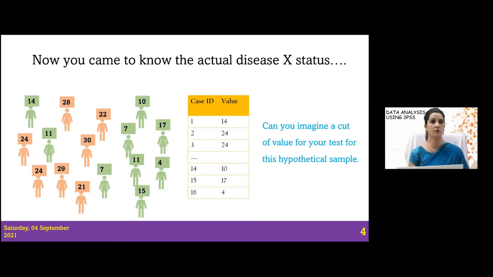So now you see the same individuals, and now you know about the actual disease condition. In this case, the person with the orange or peach color has the disease, and the person with the green color is without the disease. So we know who has the disease and who doesn't. In this case, now, can you imagine a cutoff value for my test in this hypothetical example? Just ponder for a few seconds.